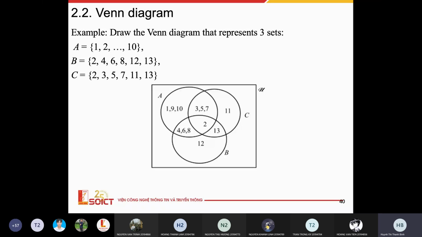Here's an example. Please draw the Venn diagrams that represent three sets. We have three sets A, B, C, and here's the picture. Draw the Venn diagram for three sets. Do you understand?